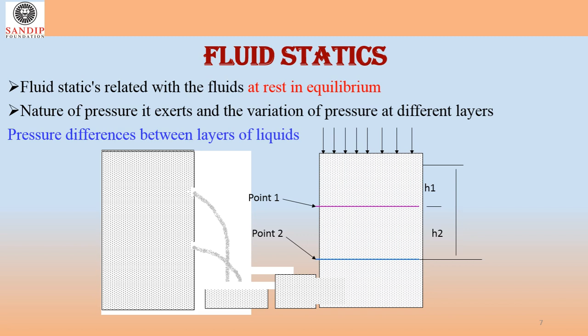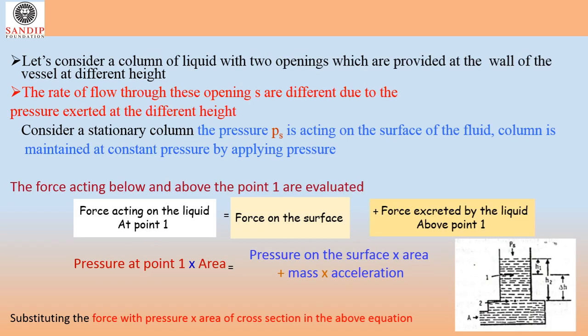The water. Okay, and the variation of pressure at the different layers. So pressure differences between the layers of liquid calculated. So again observe this diagram here. In this diagram we will consider here a column of liquid with two openings, which are provided at the wall of the vessel at different heights.